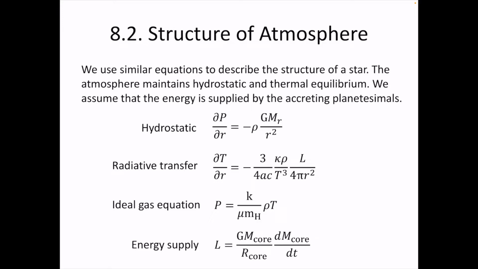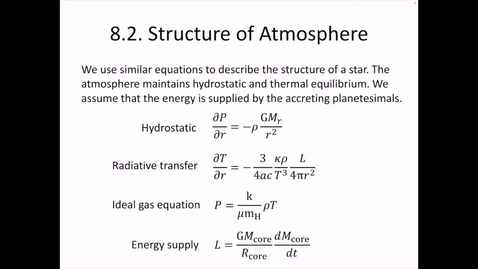Hello everyone. In the last lectures, we learned that a protoplanet with radius larger than 1000 kilometers can keep atmospheres. In this section, we will find the structure of the atmosphere of a protoplanet. Structure of atmospheres: we use similar equations to describe the structure of a star. The atmosphere maintains hydrostatic and thermal equilibriums.